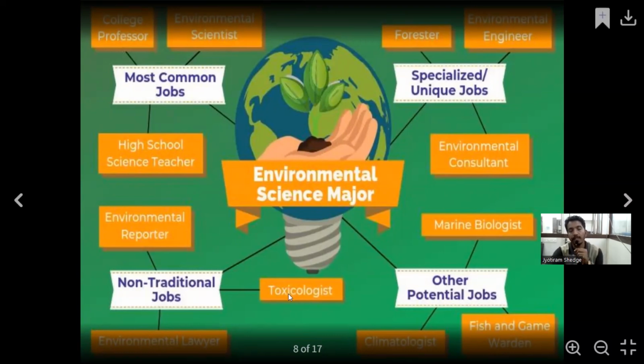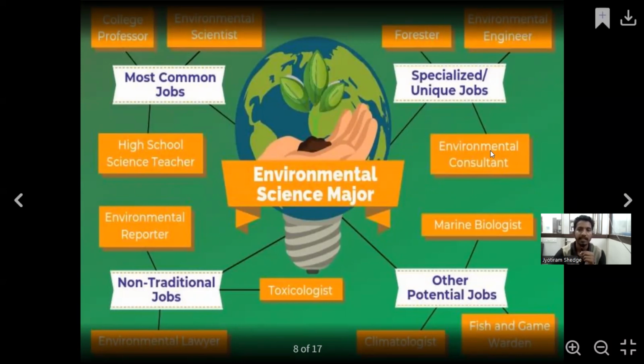Toxicologist means you have to identify the plants as well as animals. This is called a toxicologist. As well as the environmental lawyer. You also complete your LLB in law as an environmental lawyer. Then specialized and unique jobs like a forester, then environmental engineer, the environmental consultant.